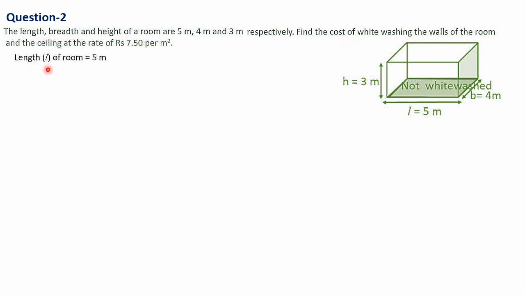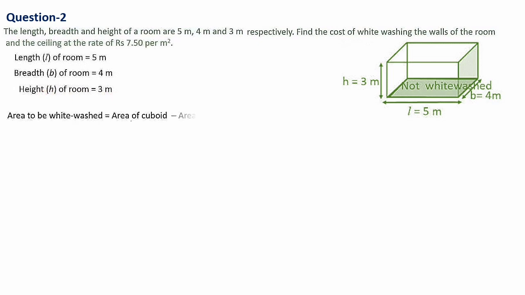So length L of the room is equal to 5 meter. Length is given to us 5 meter, breadth is 4 meter and height is 3 meter. Then the area to be whitewashed. The area which is to be whitewashed is area of cuboid. Just like the previous question, the entire area of cuboid we will calculate, that is the total surface area of cuboid.